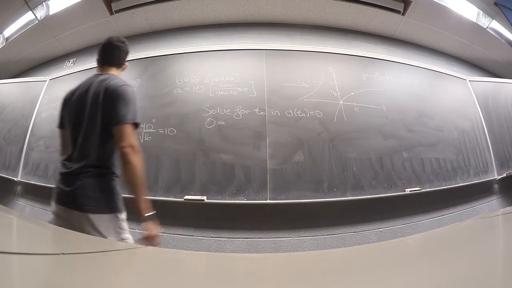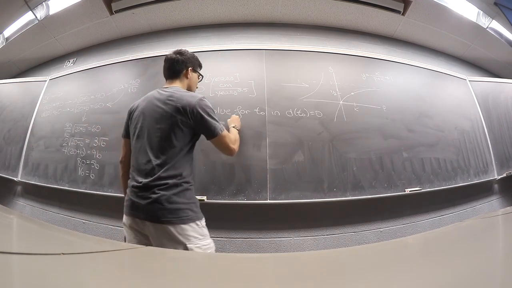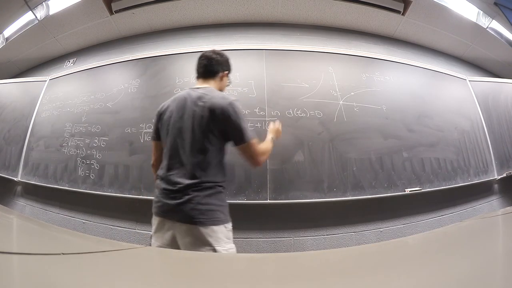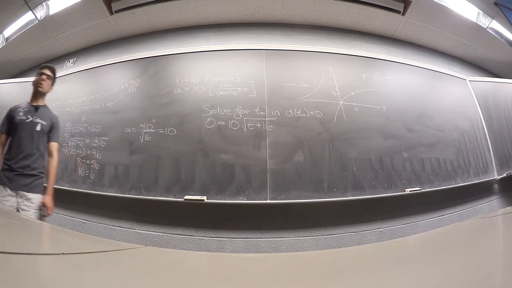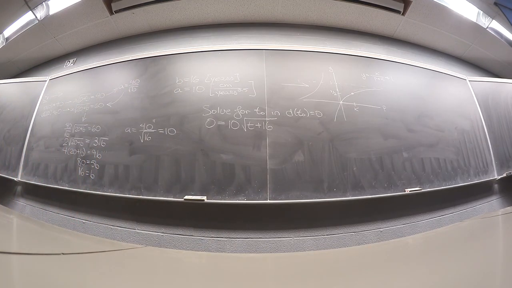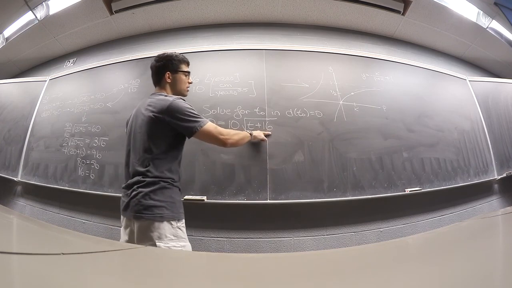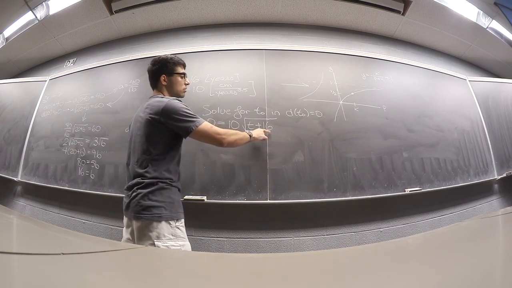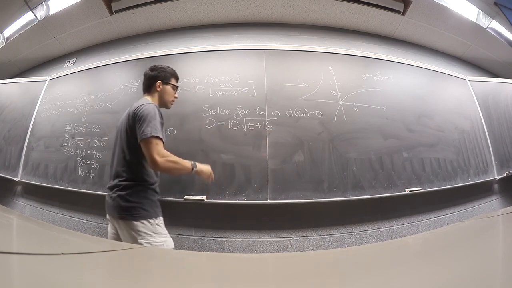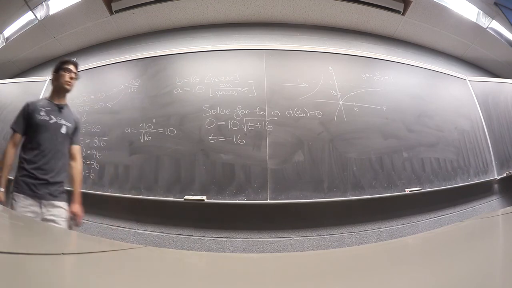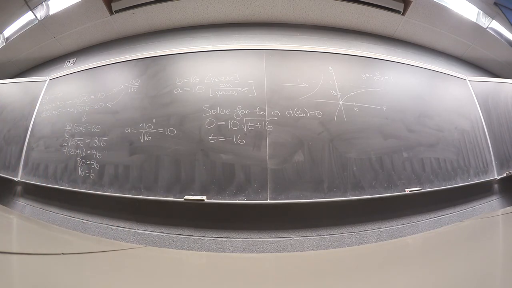So 0 equals a, which is 10, square root of t plus b, which is 16. Can someone tell me the answer right away? Minus 16? Yeah? If this whole thing's going to be 0, you can divide both sides by 10, so that's going to be 0. The square root is 0 if and only if the stuff inside is 0. So t plus 16 has to be 0, so t has to be minus 16. Okay? So the tree started growing 16 years before 1990.